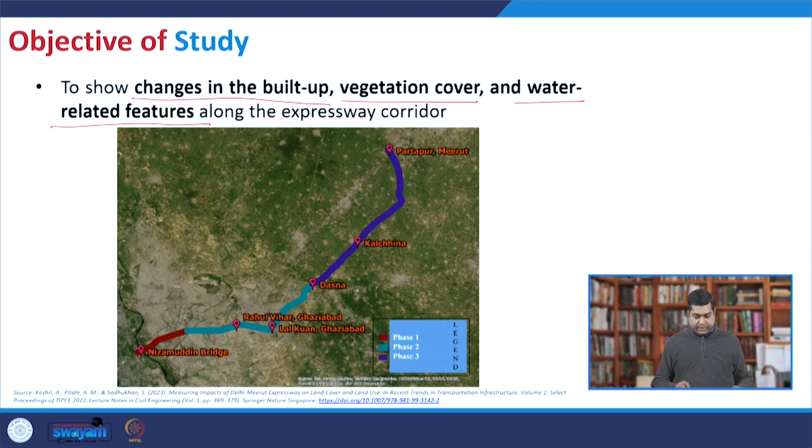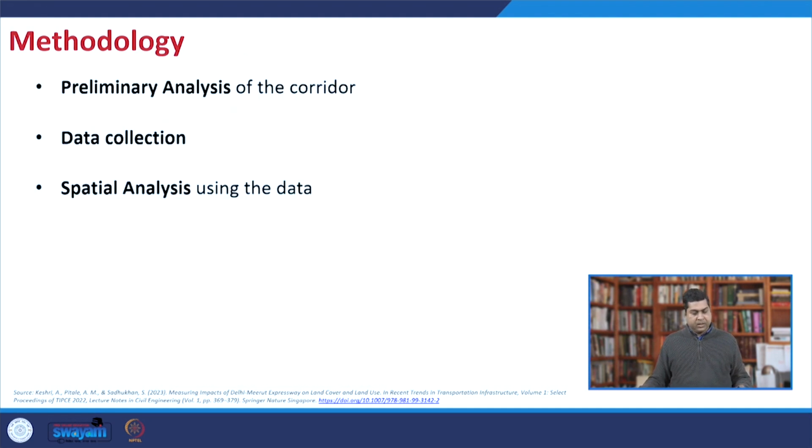In this slide, you can see how the whole corridor developed with phase 1, phase 2 and phase 3, shown with the red, blue, light blue and dark blue colors. Here we have used a special map, and we also used Google Earth Pro images in some cases.